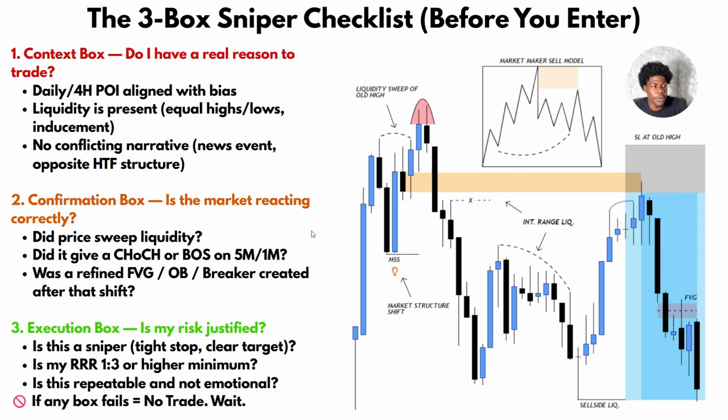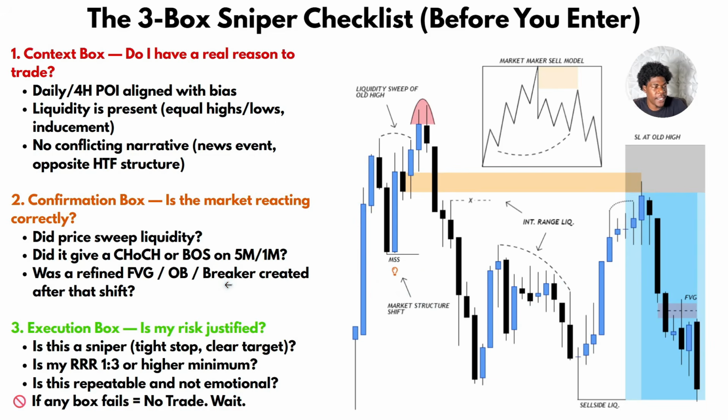And also, was a refined fair value gap or an order block or a breaker created after that shift? As you can see right here, price left this breaker that's aligned with this fair value gap after our market structure shift. This is where we will take our confirmation entry trade right here.